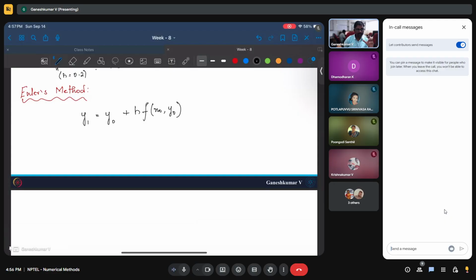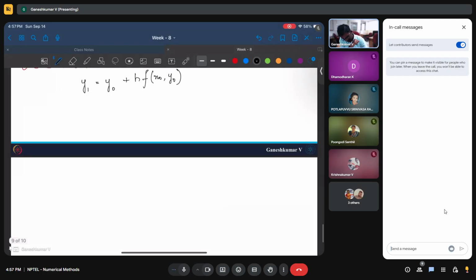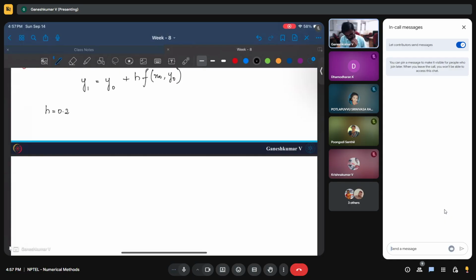And all these methods that we studied in this course are actually explicit methods. There are also implicit methods, which have much greater accuracy, and it gives a bounded solution. But those are very advanced topics, that's why we are not discussing them here. Anyway, now if we take the step size to be 0.2, we need to evaluate y at 0.4. So we need to take two steps.